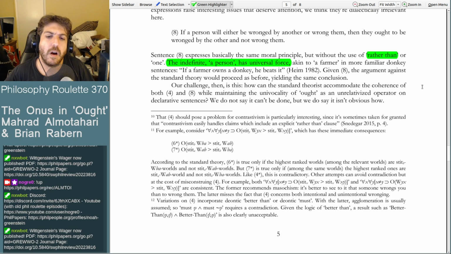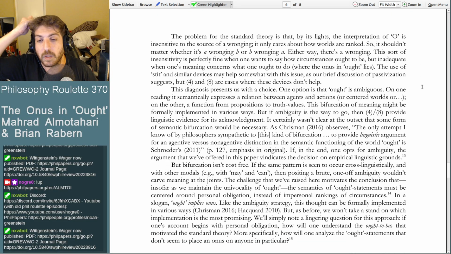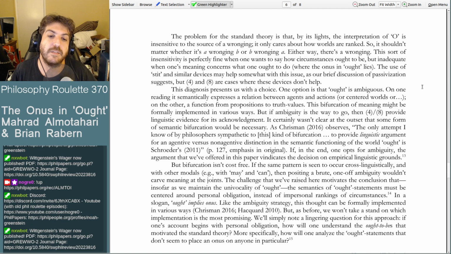Okay, our challenge then is this: how can the standard theorist accommodate the coherence of both 4 and 8 while maintaining the univocality of ought as an unrelativized operator on declarative sentences? We do not say that can't be done, but we do say it isn't obvious how. The problem for the standard theory is that by its lights, the interpretation of the obligation operator is insensitive to the source of a wronging. It only cares about how the worlds are ranked. So it shouldn't matter whether A is wronging B or B is wronging A. Either way, there's a wronging.